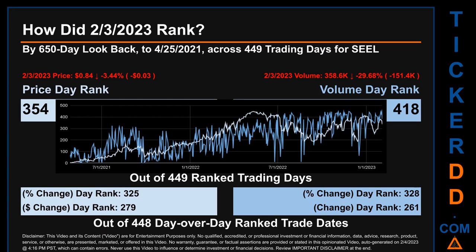The line graph overlays price and volume's daily ranking, as shown respectively in light versus dark blue, across those target trading days. In this view, essentially the dips are good whereas the spikes are bad. The price's day-over-day percentage change, dropping -3.44% on the 3rd of February 2023, had a day rank of 325, while its dollar difference of -3 cents had a rank of 279 when compared day over day across 448 trading days. Volume's percentage change and difference were ranked respectively at 328 and 261.